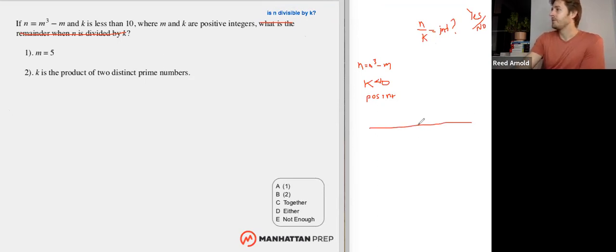If this were the day I took the test, I probably wouldn't do much. Statement one, you'd tell me, hey, m is 5, and I'd go, great. Then n is 125 minus m. It's 120. So 120, what could k be? k could be 5, and then the answer is yes. n over k is an integer. n is divisible by k. But I could also do 120 over 7, and the answer is no. 120 is not a multiple of 7.